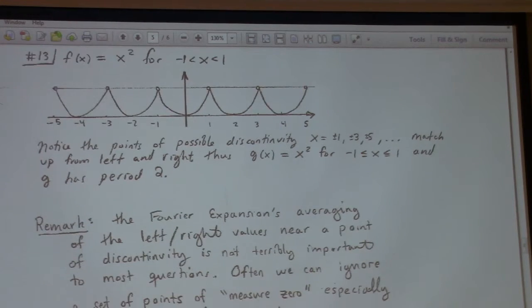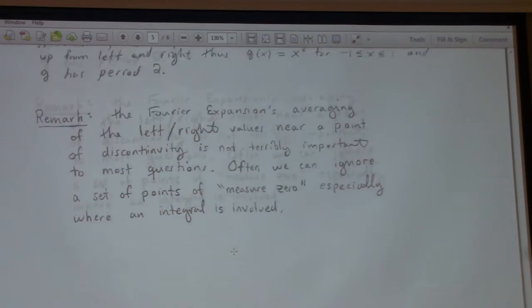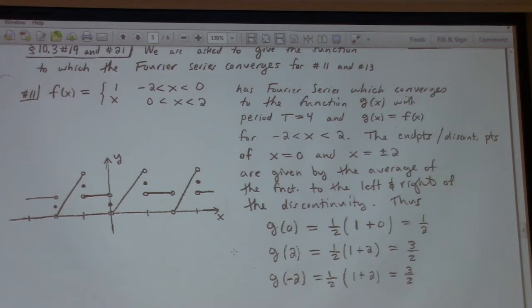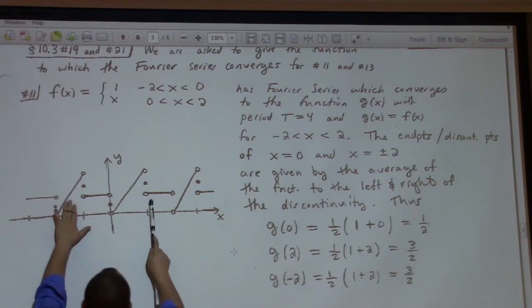Let's see here. Yeah, here's a good one. This is what I was talking about. The question is, suppose you have a Fourier series for this f of x that's 1 from minus 2 to 0, and it's x from 0 to 2. So, like the value of the function, this is sort of the fundamental domain, if you like.